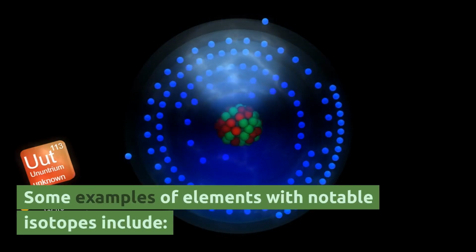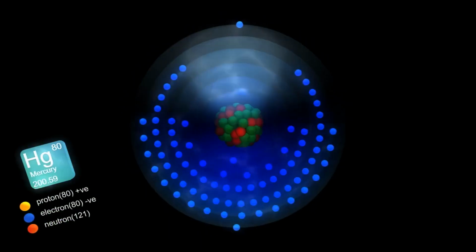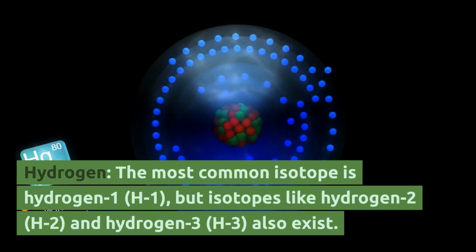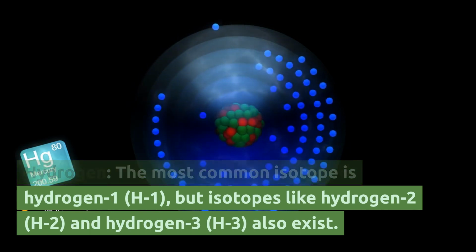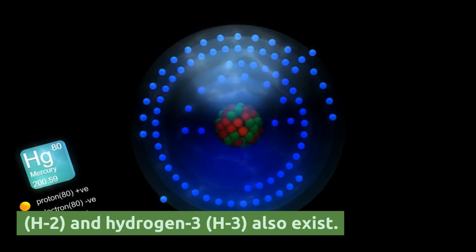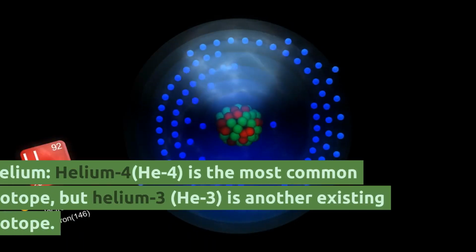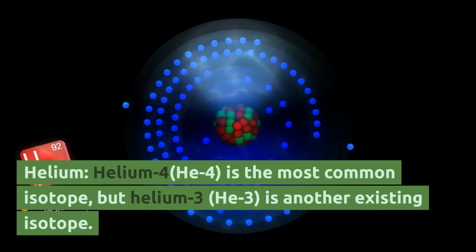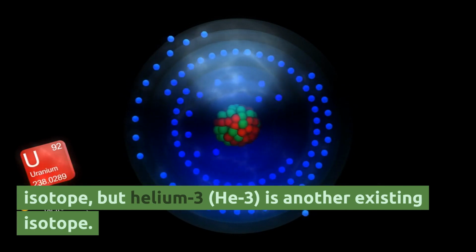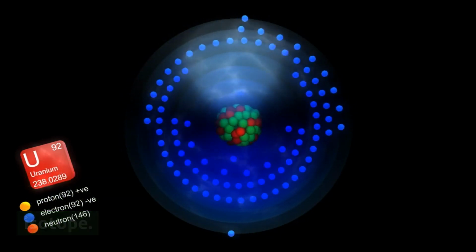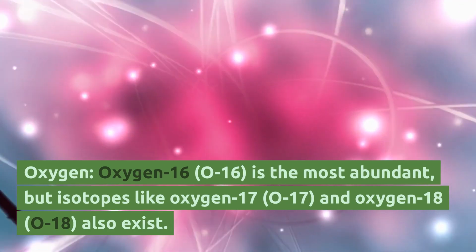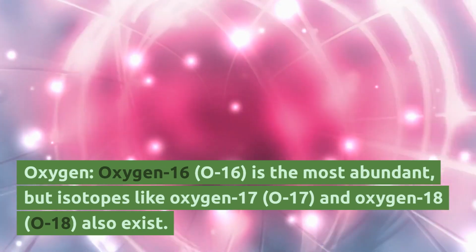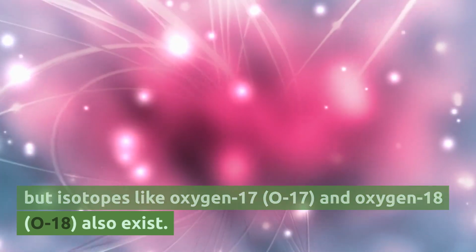Some examples of elements with notable isotopes include hydrogen. The most common isotope is hydrogen-1, H1, but isotopes like hydrogen-2, H2, and hydrogen-3, H3, also exist. Helium. Helium-4, He4, is the most common isotope, but helium-3, He3, is another existing isotope. Oxygen. Oxygen-16, O16, is the most abundant, but isotopes like oxygen-17, O17, and oxygen-18, O18, also exist.